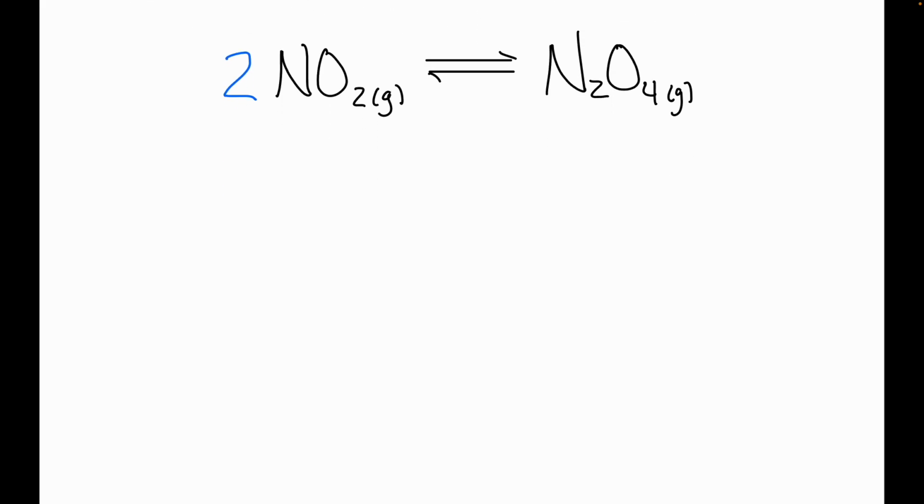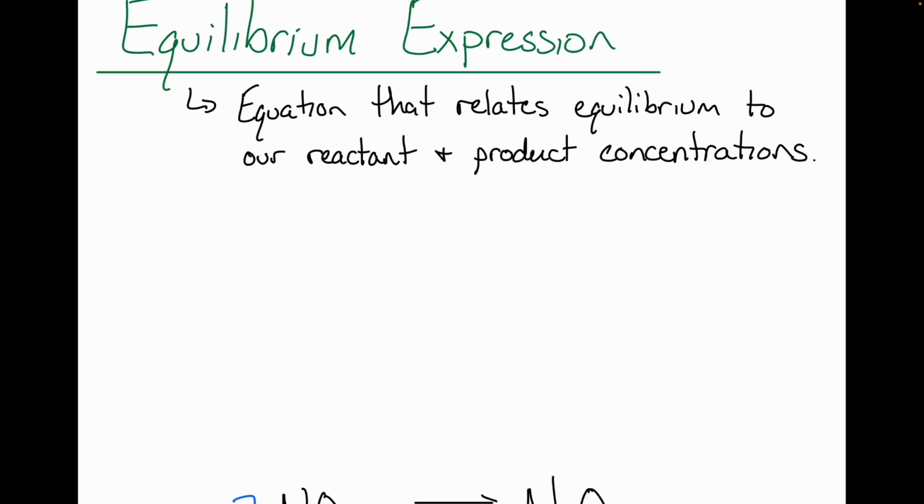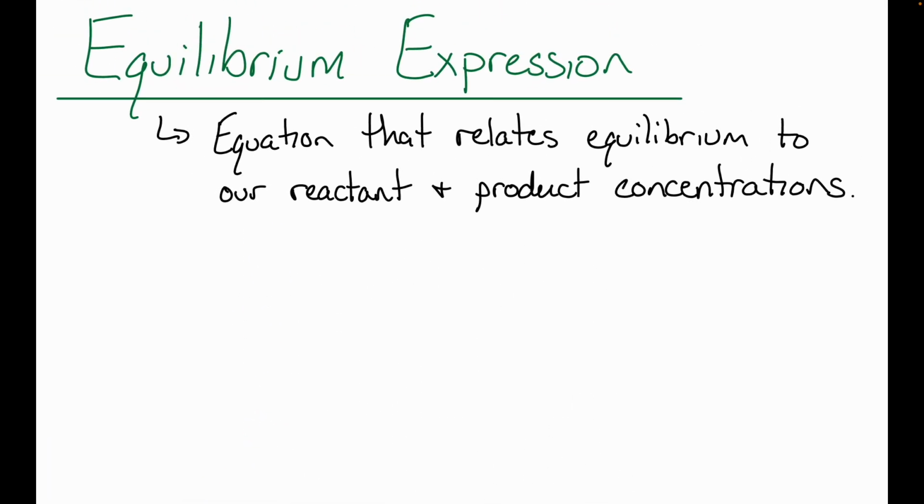Okay, and what we're doing is we're building this expression that relates that equilibrium constant K to our concentrations of our reactants and our products. So step one, let's just header this now: building our equilibrium expression.